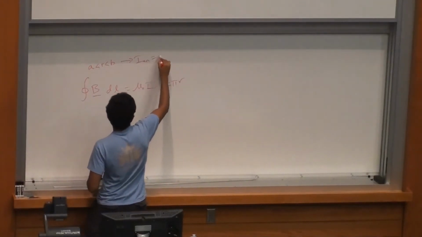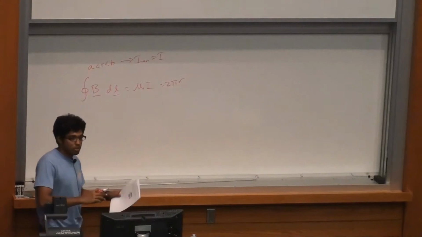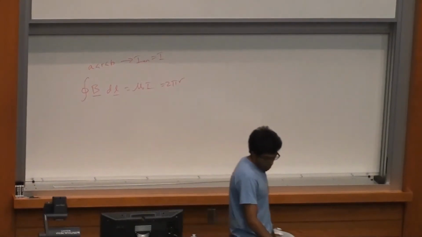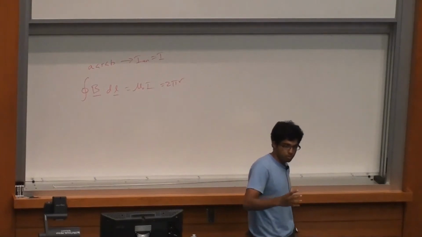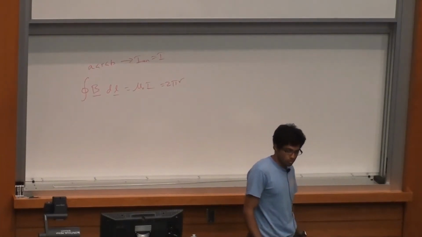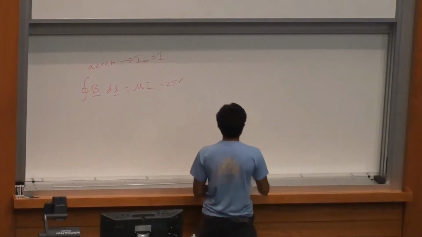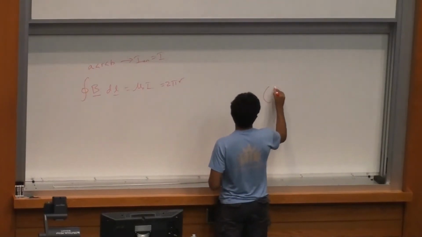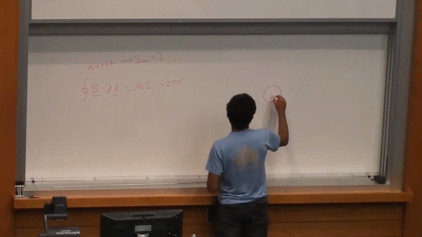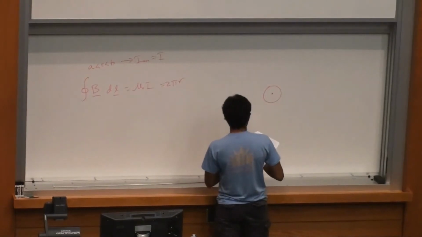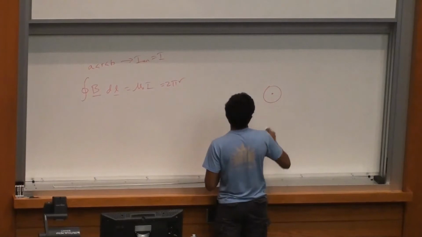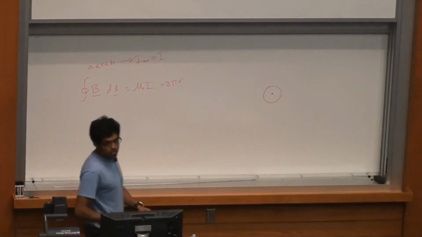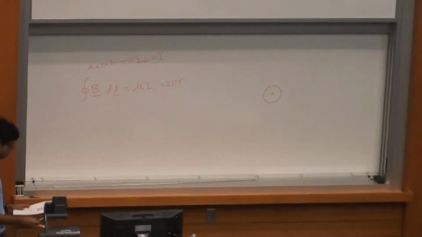I enclosed, or I penetrating, is simply I, because I'm looking at the case where the conductor is below my surface or less than my surface. So if this were my conductor, current's coming out, I'm picking my surface to be something like this. So all the current is penetrating my surface.